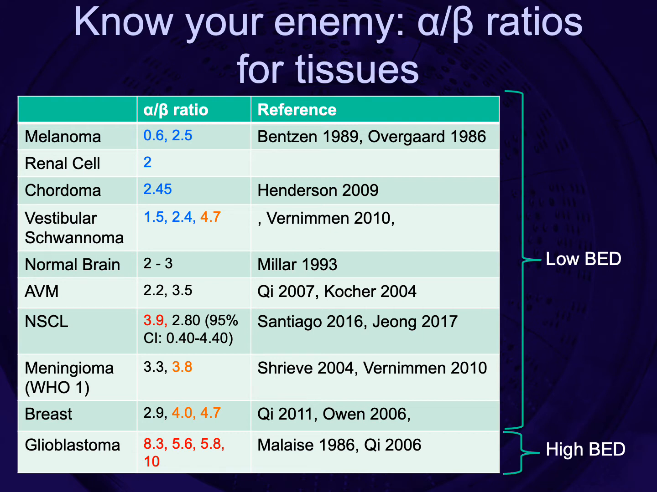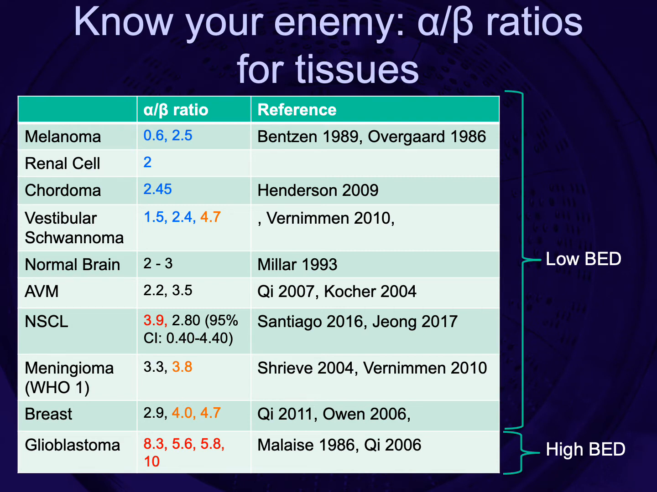If we look at the top of this table, melanoma, two estimates are 0.6 and 2.5. And Soren Bentzen, who published the 0.6 measurement of the alpha beta ratio for melanoma, I spoke to him a couple of years ago and he still stands by that figure. That means that melanoma can repair itself faster than normal tissue. And what that means is that if you hyperfractionate, you actually give the melanoma a chance of repairing itself faster than the normal tissue. So you're probably going to decrease your local control.